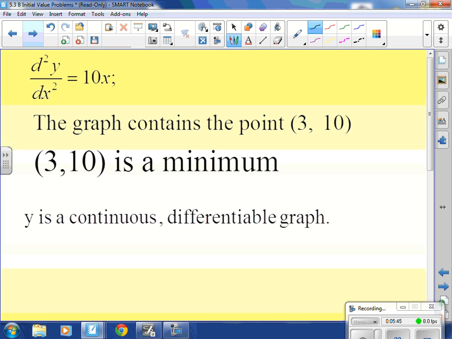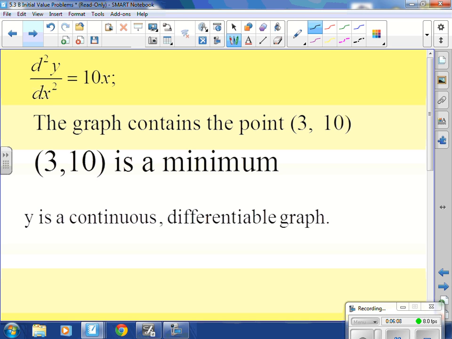Okay, so here's another similar question. This time it's telling me the second derivative is the linear function y equals 10x. They're giving me a fact that the graph contains the point (3, 10) and (3, 10) is a minimum. We also know that it's a continuous differentiable graph, and we wish to find the curve that has all of these characteristics.